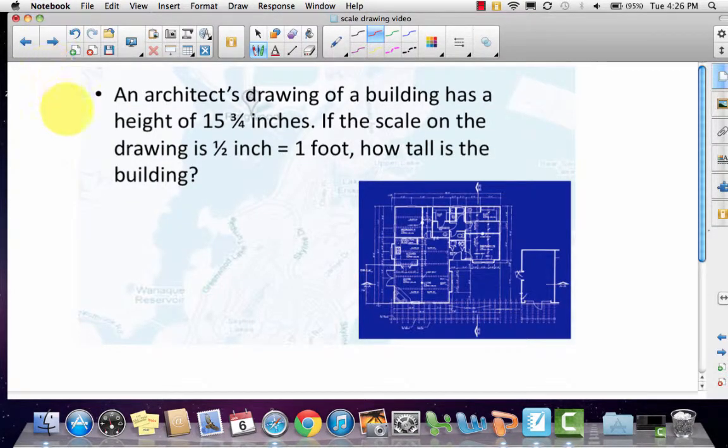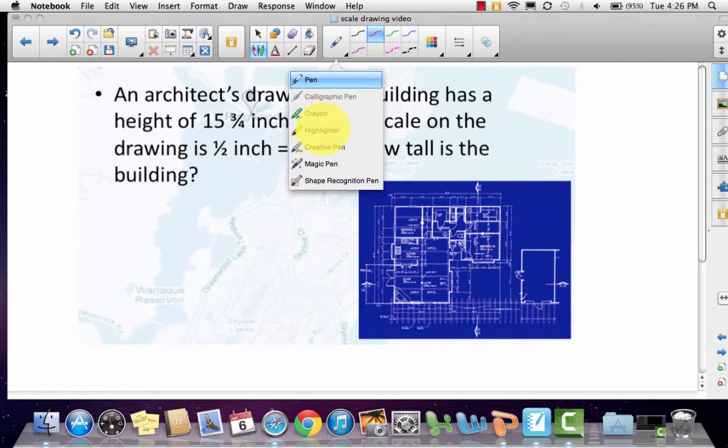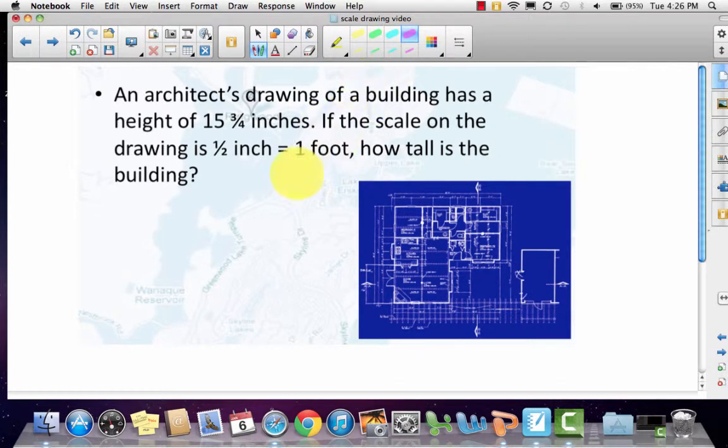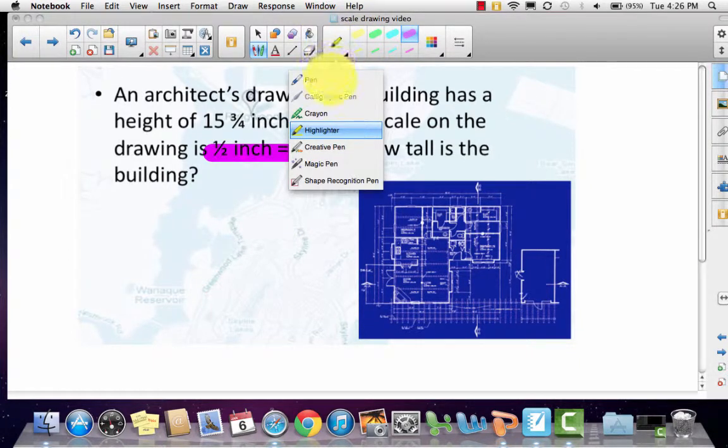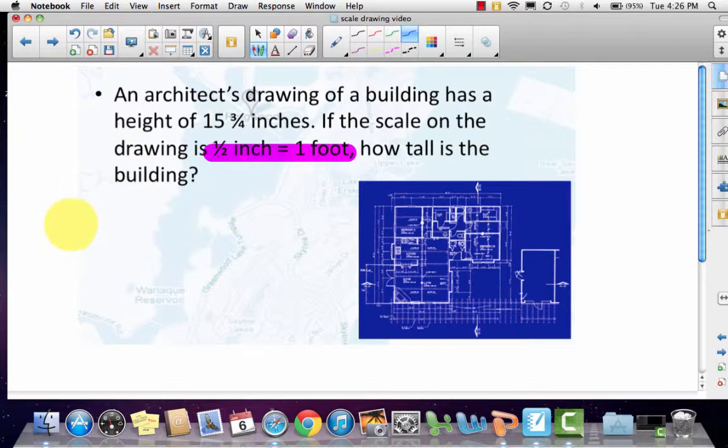This one is dealing with a blueprint of a building, and it tells us that an architect's drawing has a height of 15 3/4 inches. If the scale on the drawing is 1/2 inch equals 1 foot, how tall is the building? And again, I'm going to start off by finding my scale, which tells me that 1/2 of an inch in the drawing is 1 foot of the actual building. So knowing that, I will set up my proportion, inches over feet, as those are the two units of measure. And then the first ratio is the scale itself. So 1/2 of an inch represents 1 foot. 1/2 over 1.